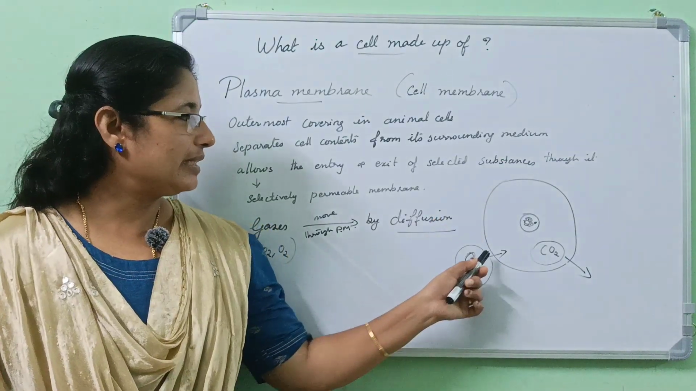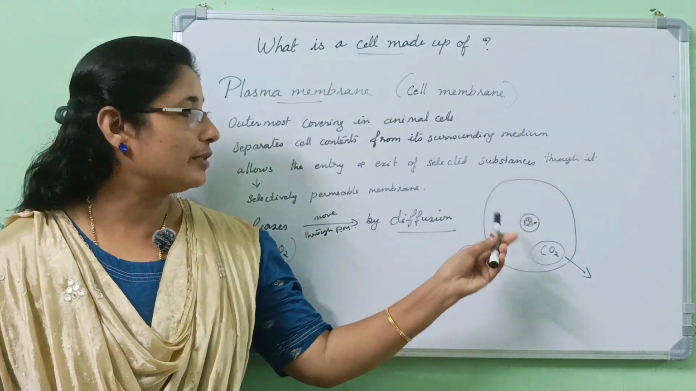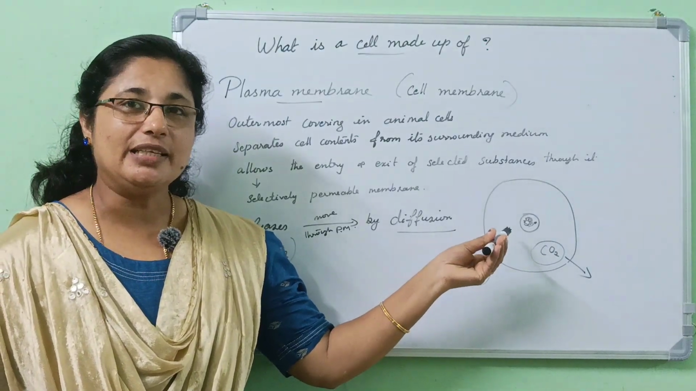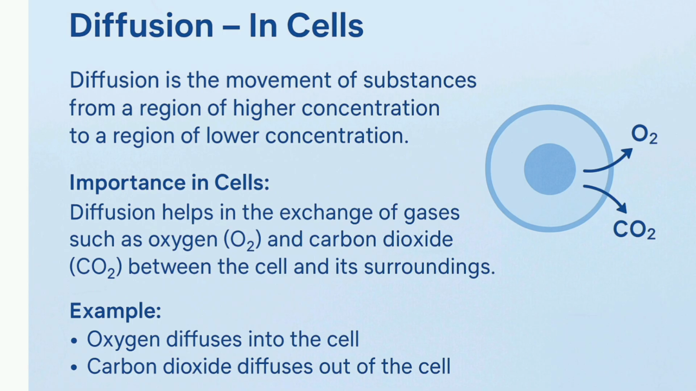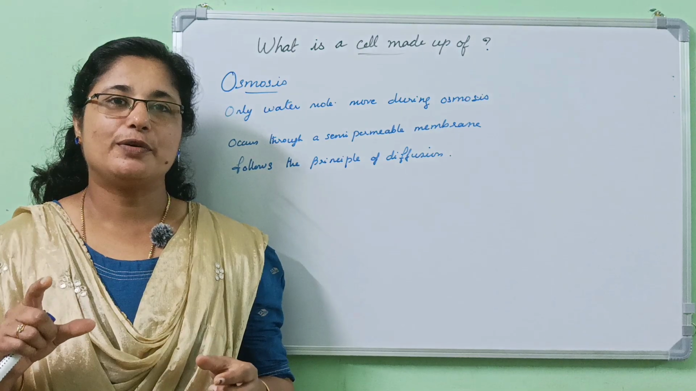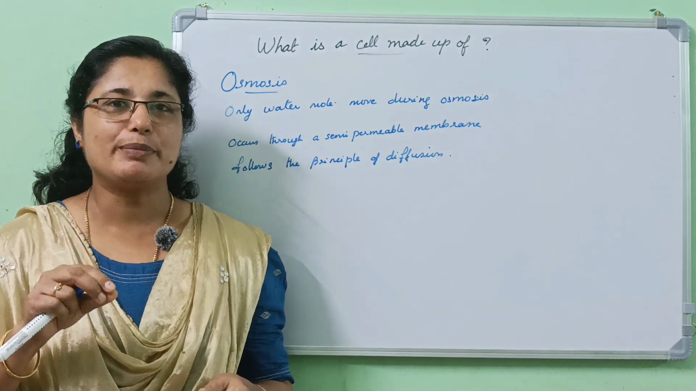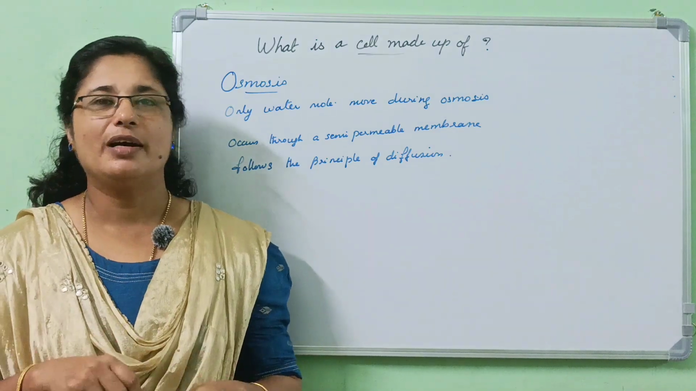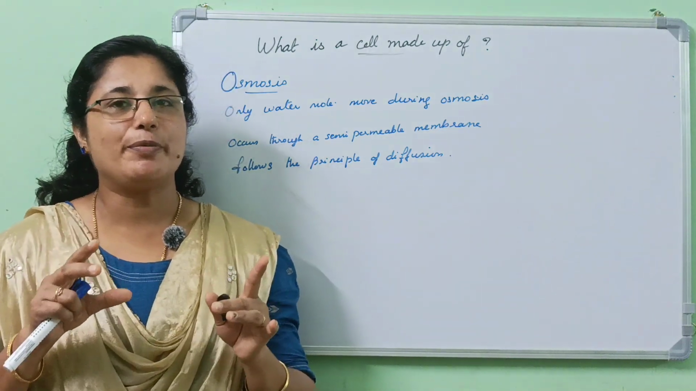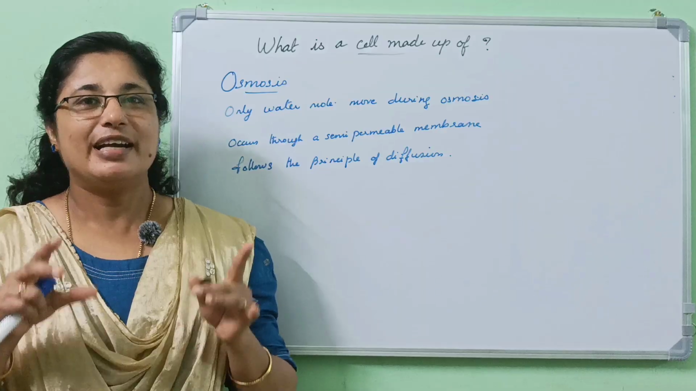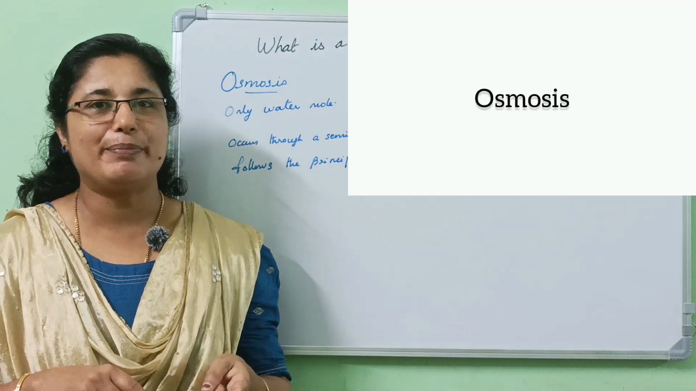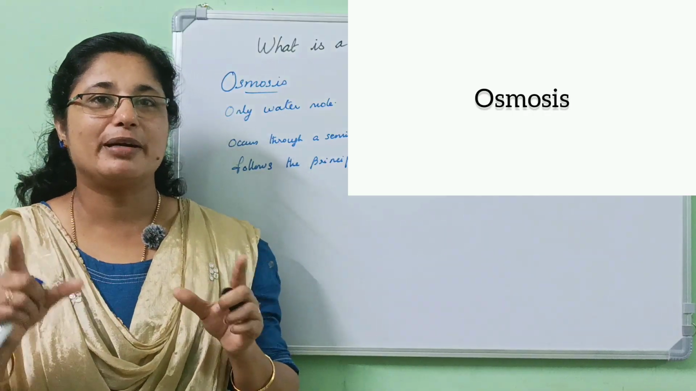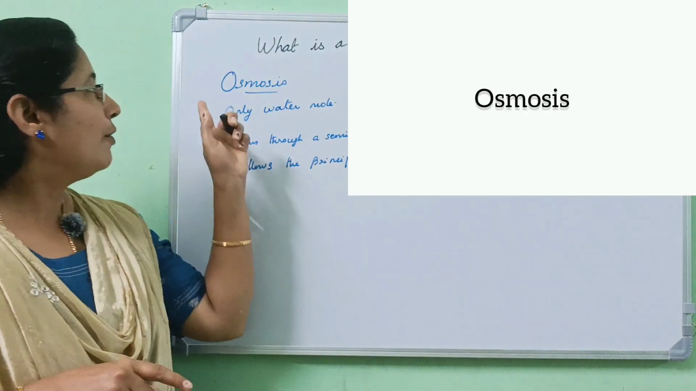Similarly, oxygen also enters the cell through the process of diffusion when the concentration of oxygen inside the cell is lower than that in the surrounding medium. And thus the process of diffusion helps in the exchange of gases. Water also follows the rule of diffusion, that is, it moves from its region of higher concentration to the region of lower concentration, and when such movement happens with gases, we call it diffusion. However, if the movement involves water through a semi-permeable membrane, we do not call it diffusion, but we use a special term for it, and that is osmosis.